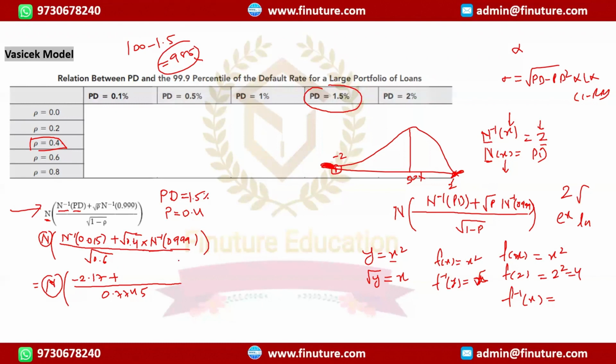Now help me with the value of root 0.4. Point point not two, right? Okay, just give me a second.